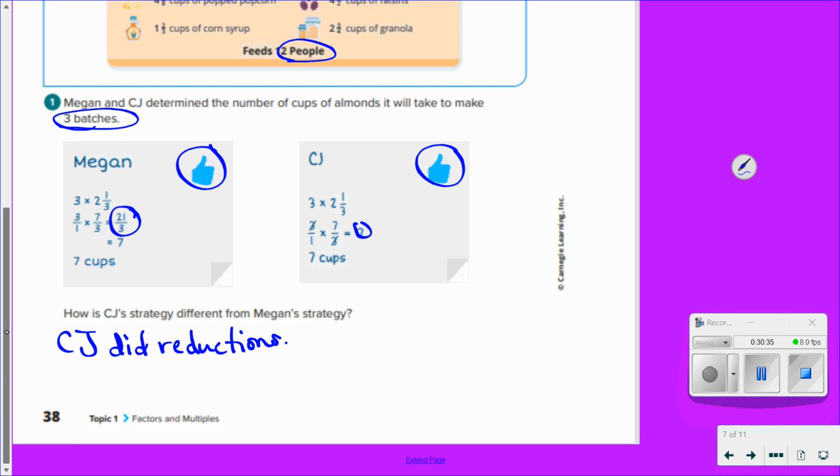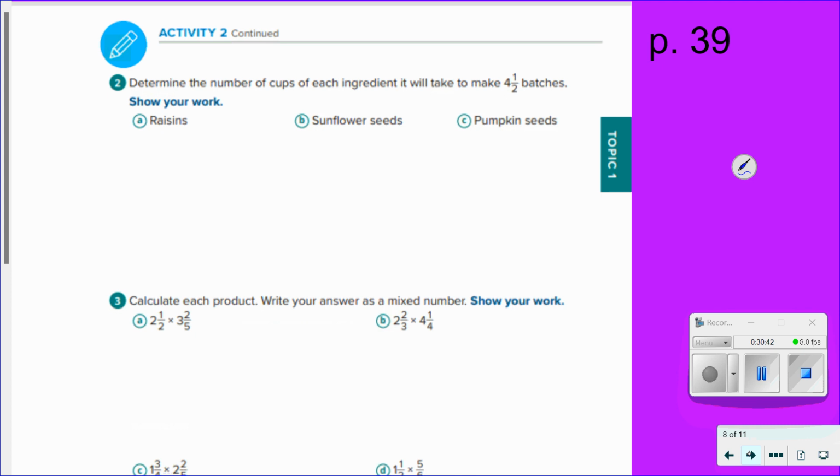Because he did the reductions, he's able to get the answer in one step. Okay, we're now on page 39. Here's your chance to show me if you guys have this down. Determine the number of cups of each ingredient it will take to make 4.5 batches.